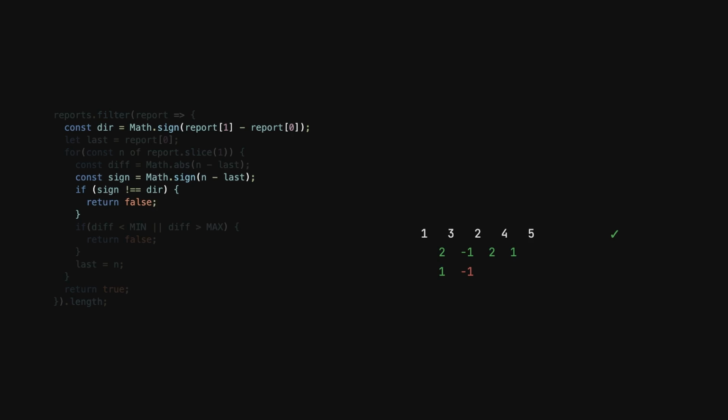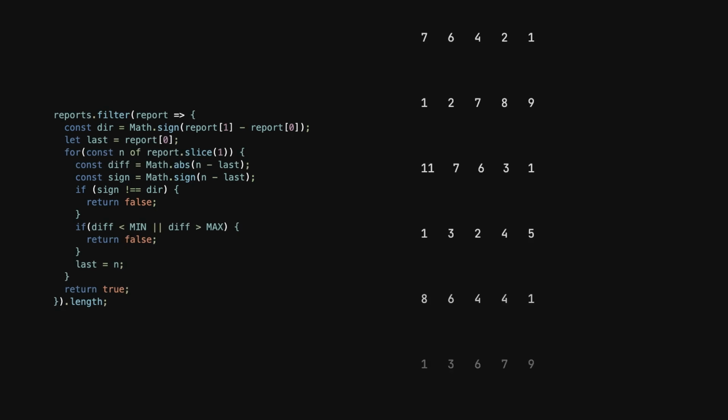Now we can tell that this report actually fails at the second number and can mark it as unsafe. Running our new code against all reports, we can see correctly that only 2 of them are marked safe now.